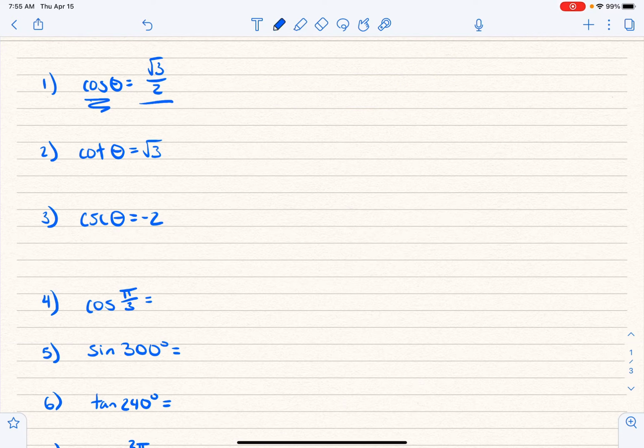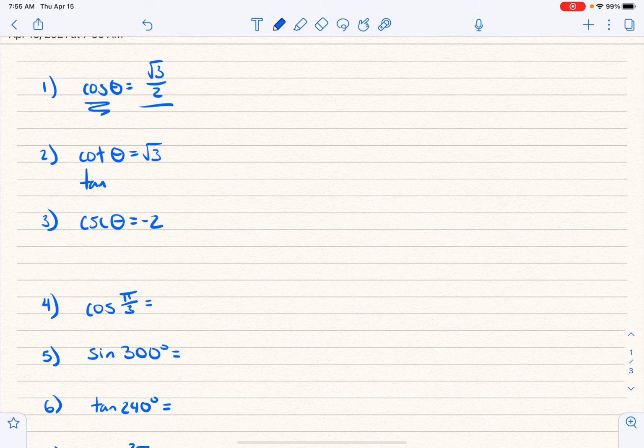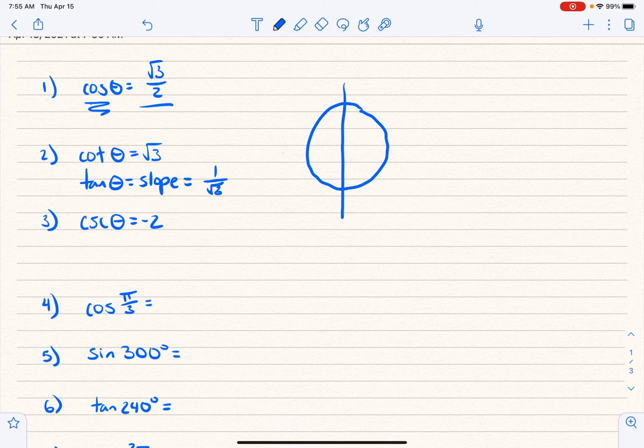Now, I'm going to tell you how I think about this. I know that tangent is equal to slope. And I also know that tangent is the reciprocal of cotangent. So that means that tangent, or the slope, has to be 1 over square root of 3, which is a pretty flat slope. It's not completely flat, but it's just not very steep at all. And so when I think about it, now I'm picturing the unit circle. I'm picturing what angles have a positive slope, but also a pretty flat slope, something like this, okay?